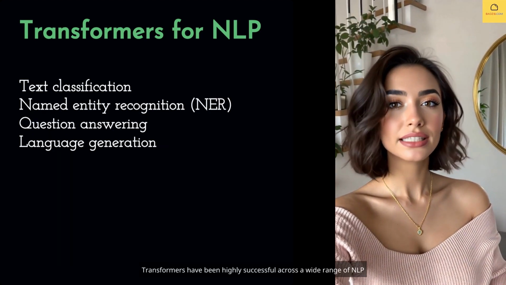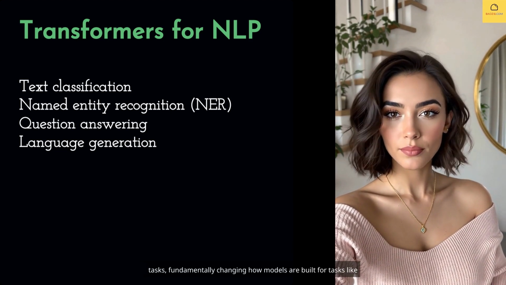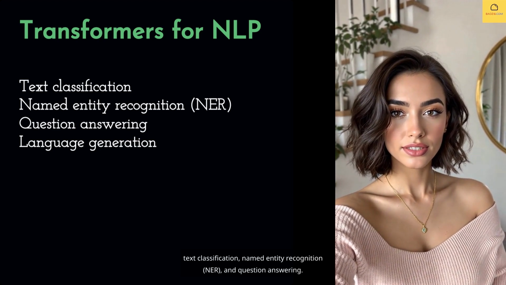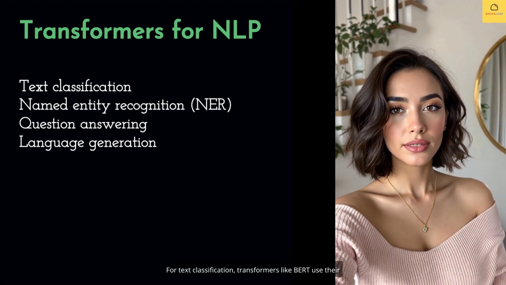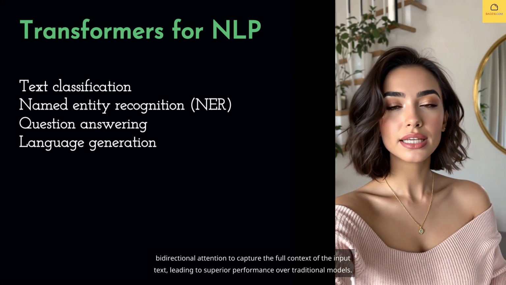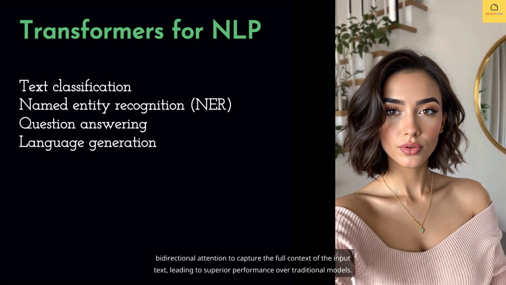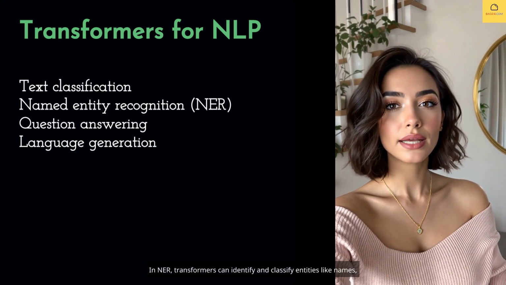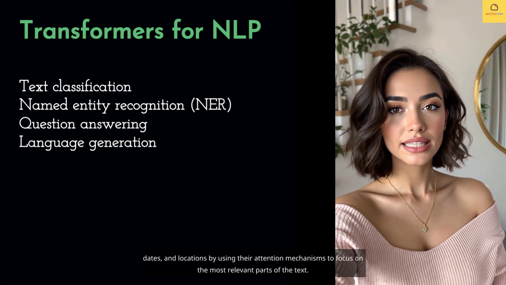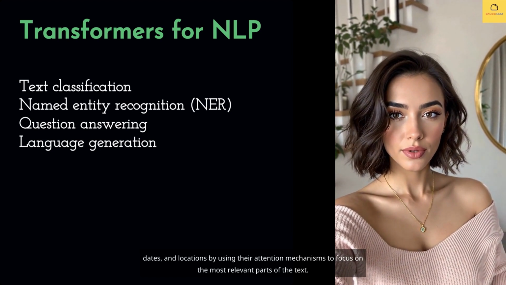Transformers have been highly successful across a wide range of NLP tasks, fundamentally changing how models are built for tasks like text classification, named entity recognition, NER, and question answering. For text classification, transformers like BERT use their bidirectional attention to capture the full context of the input text, leading to superior performance over traditional models. In NER, transformers can identify and classify entities like names, dates, and locations by using their attention mechanisms to focus on the most relevant parts of the text.